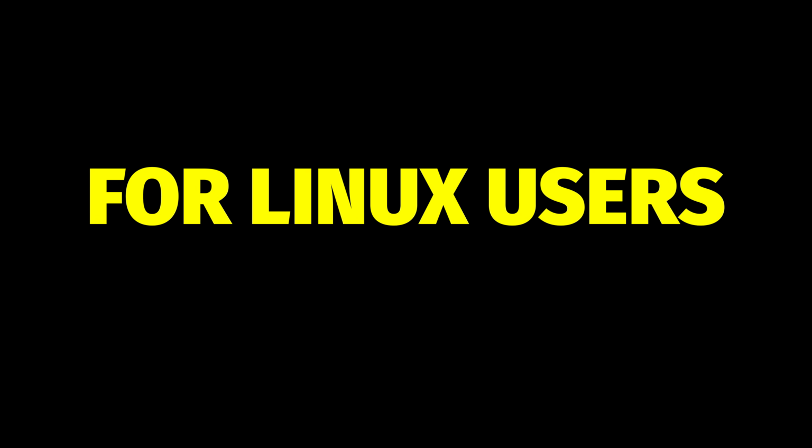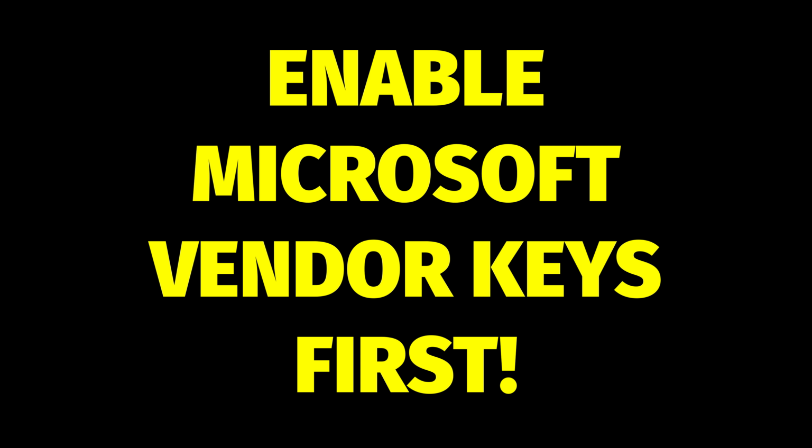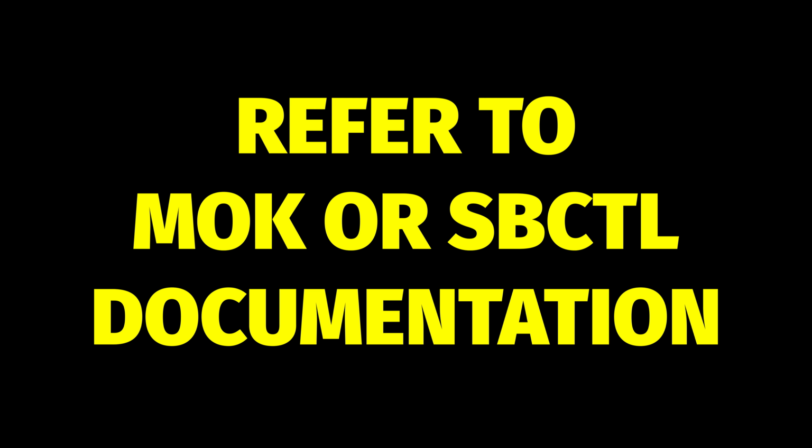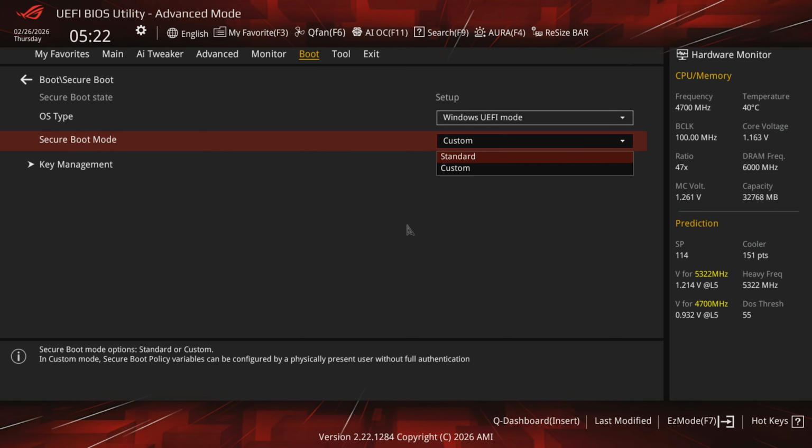Important for Linux users: if you're dual booting Linux and already have Secure Boot enabled in Linux, stop right here. You must enable the Microsoft vendor keys and sign the bootx64.efi file in Linux. Refer to the MOK or SBCTL instructions in your OS on how to enable it. If you intend to use only Windows, setting Secure Boot mode to Standard works for most. Setting Secure Boot mode to Custom can work as well.